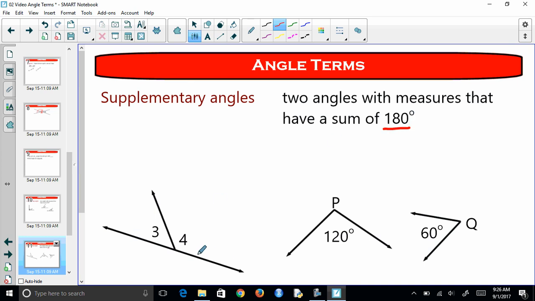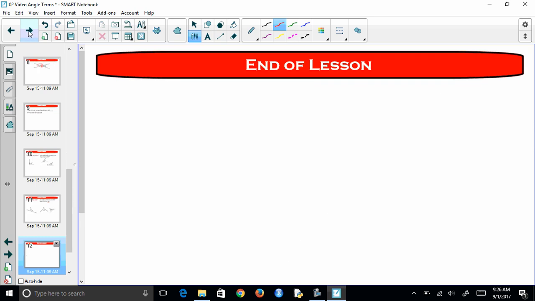They could be adjacent, where we have a line and the two angles are next to each other, or they could be separate angles and they just add up to 180. All right, hopefully that makes sense.